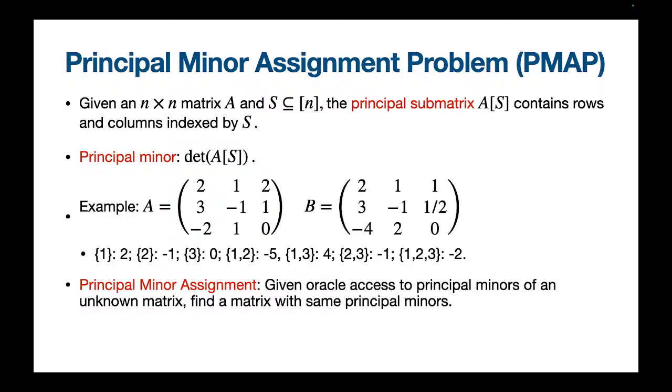As I said, for the same input we can have more than one matrix. Here is another example of a matrix which has the same principal minors as that of A.